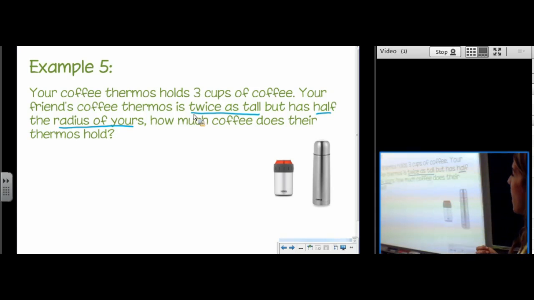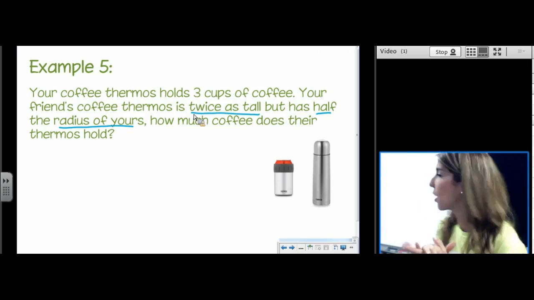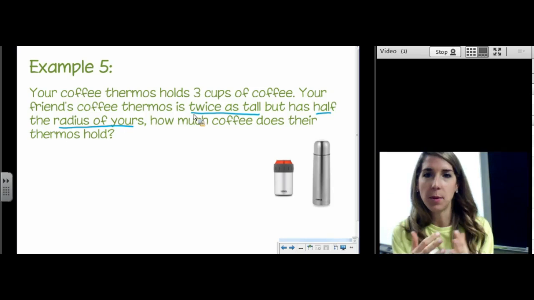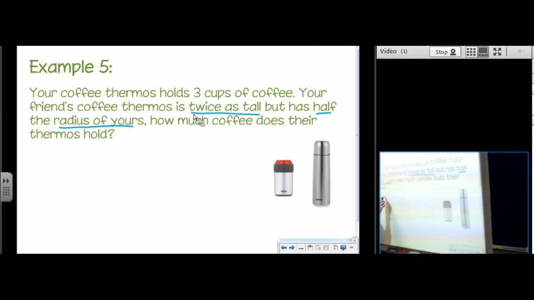Okay, so we want to compare the volume of both of these. Now, we're going to assume they're both perfect cylinders, although I know you could argue with me, but I bet the inside where it holds the actual water is a perfect cylinder. So let's compare the volume formula. The volume of a cylinder is base times height. So that's going to be the volume of your cup. This is yours.